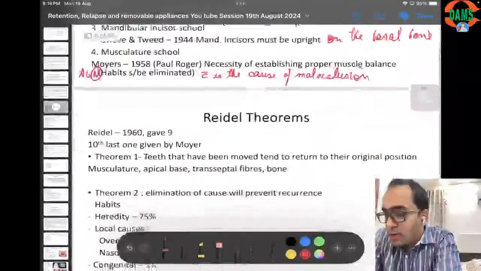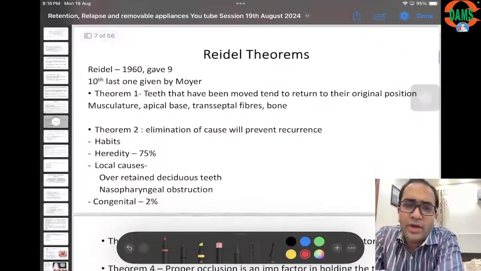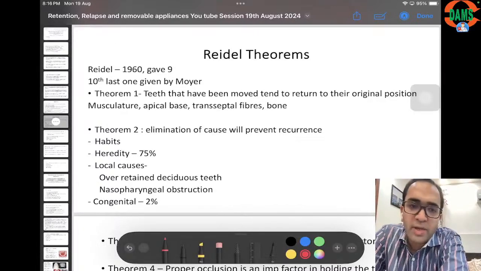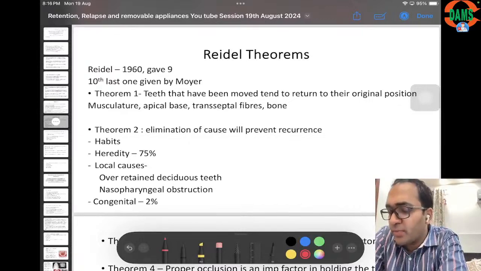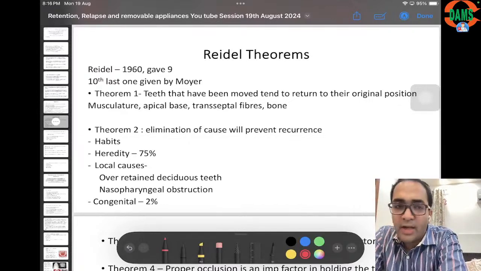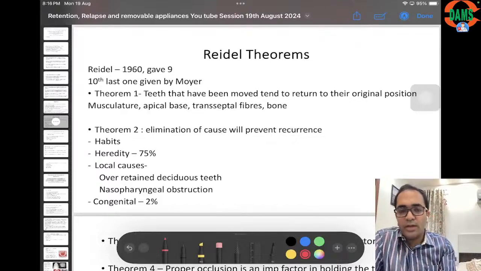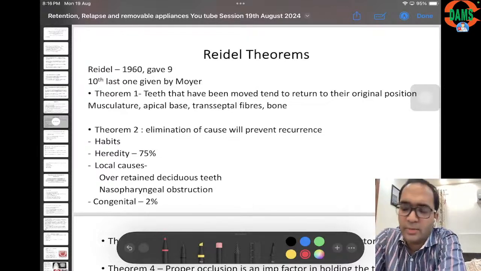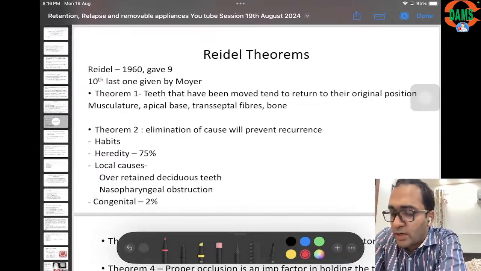Okay. So next comes Riddle's theorems, or the 9 theorems which Riddle gave. The 10th one, the last one, was given by Moyers, which was later on added. Riddle's name we have heard during our cephalometry as well. It is the same person who gave the SNA, SNB angle. So what are these 9 theorems?